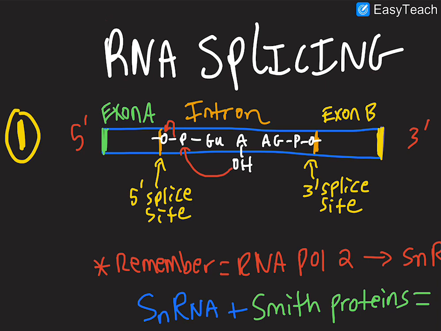We still have to splice out the intron though, because remember, the exons are the only parts of this RNA strand that are going to go on to be translated into proteins, right? Introns are not, so we have to splice these out. So how are we going to do that?